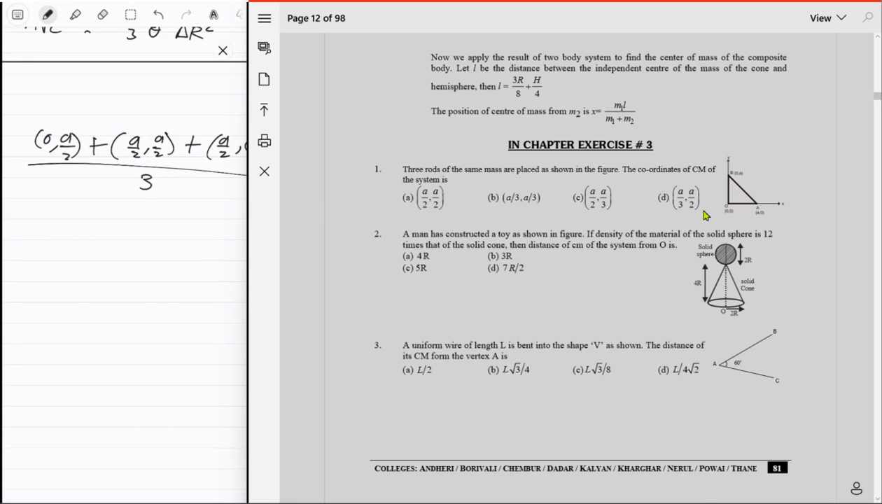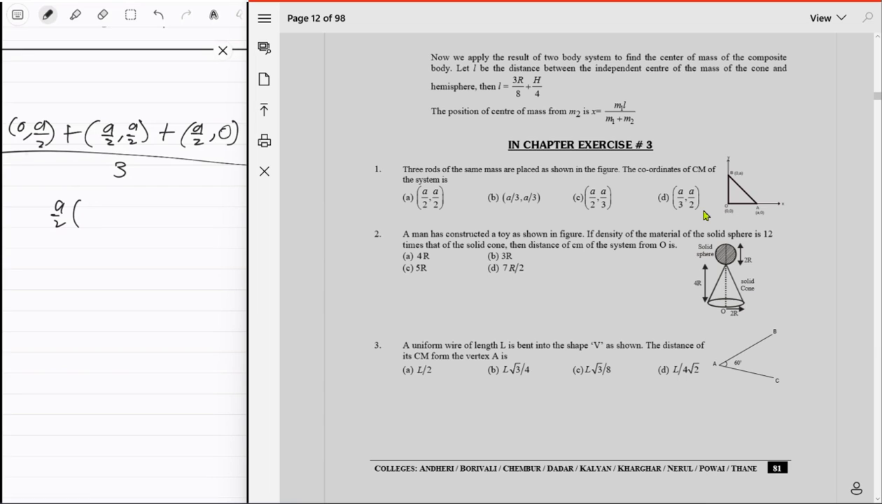Okay, take that a upon 2 out. It's like 1 plus 1 plus 1 is like 2, and then the same stuff, 2 upon 3, 2 upon 3. So a upon 3 times 1 comma 1, right? Yeah, that's the same, which is B. Next question.